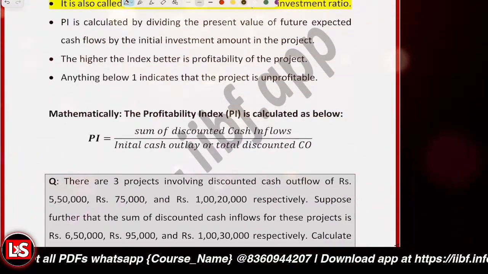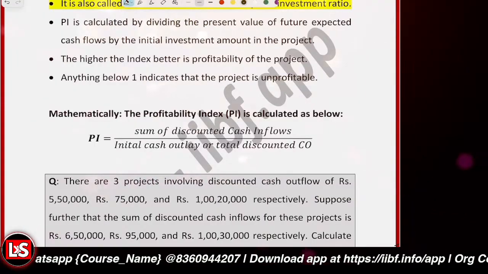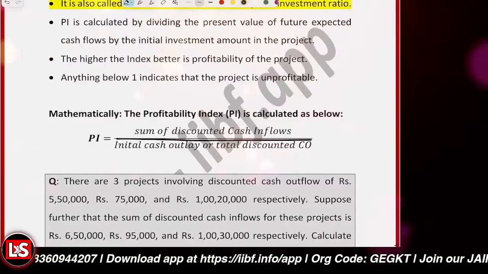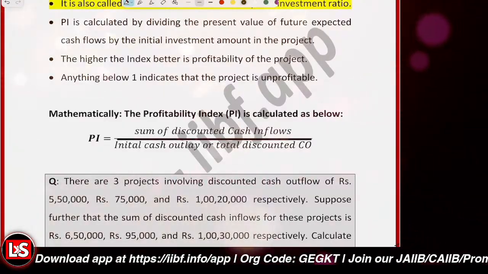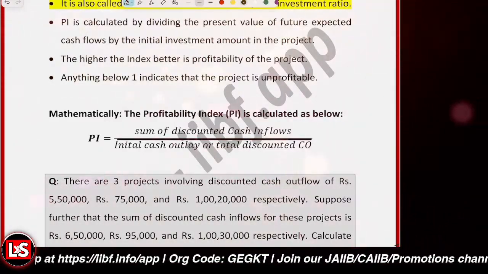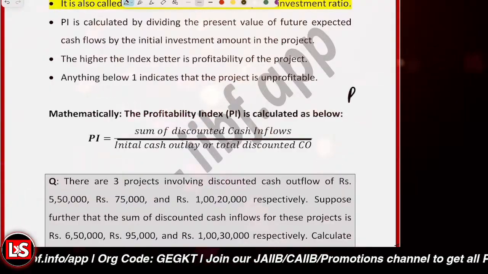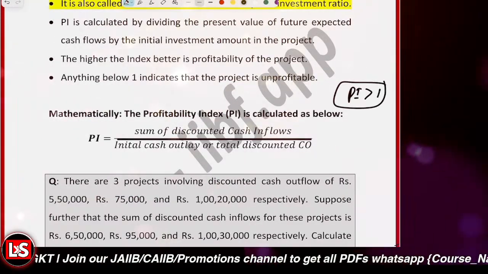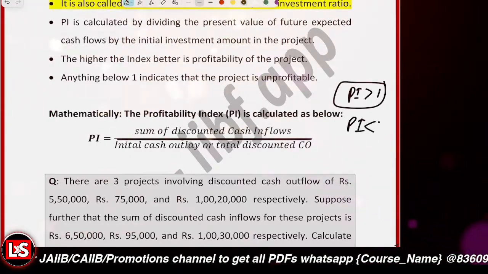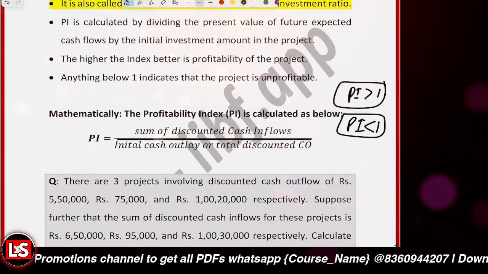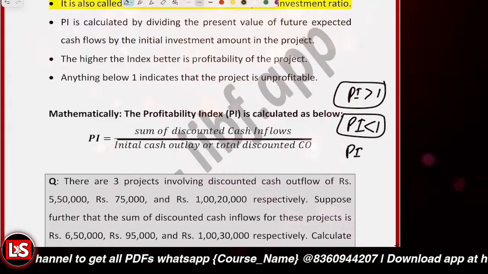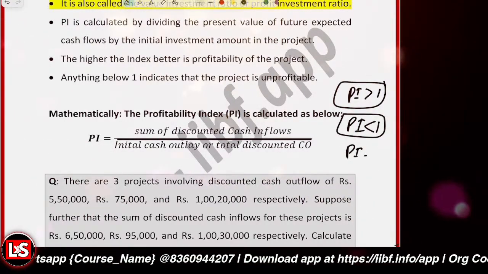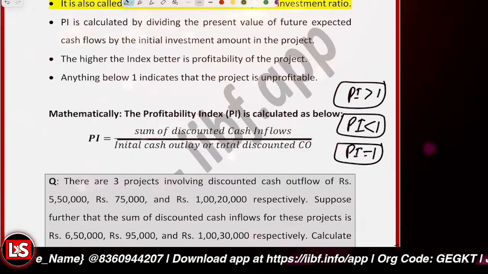So if you look at the formula, what is the formula? The present value of the future cash inflows, the inflows only, divided by the initial investment. That is your PI. And if PI is greater than 1, we do accept the project. And if PI is lesser than 1, in that scenario, reject the project. If PI is equal to 1, then whether you undertake the project or not, it is not going to make any difference.